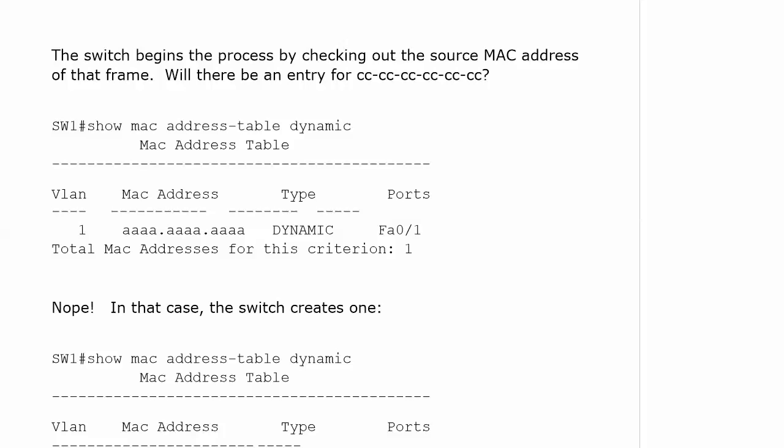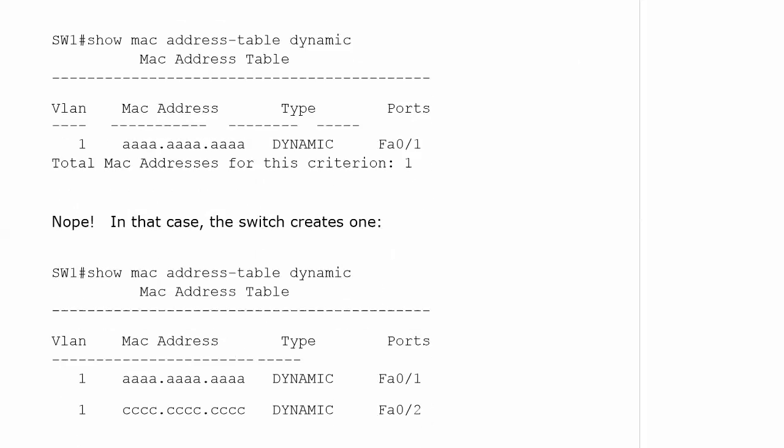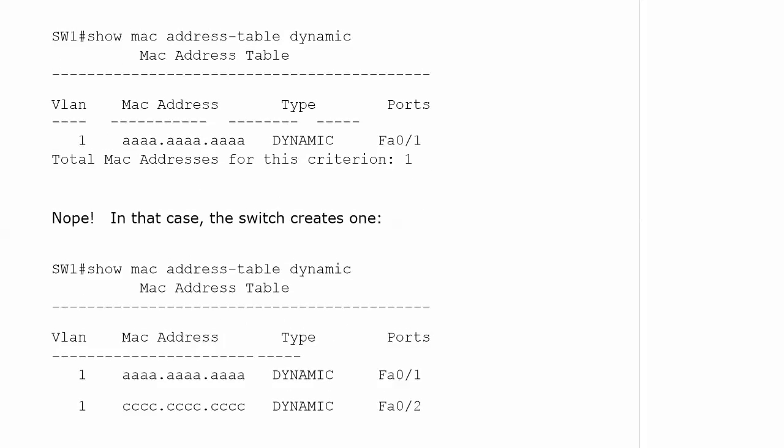That's a great way to filter out all the static entries and just look at the dynamic ones. A very handy little tool there. Well, there isn't one, so the switch is going to create one, and there you go. So now there's an entry for the all C's MAC address, and it's found off port 2.